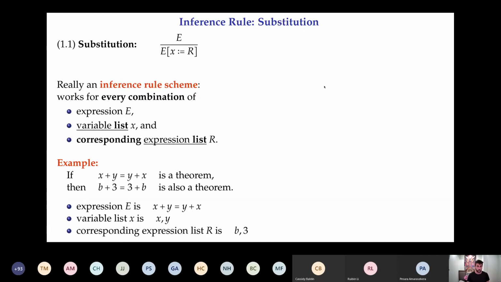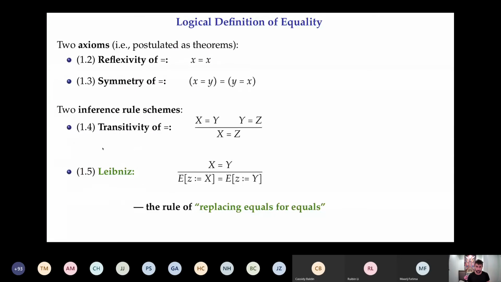And of course, when you get to simultaneous substitution, instead of X being a single variable, you can have X being a variable list. So let me get you an example. In a moment, I'll get you to an example.